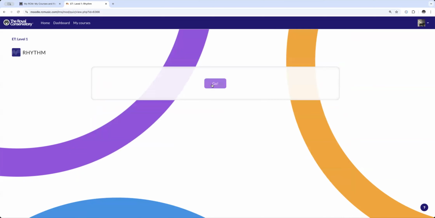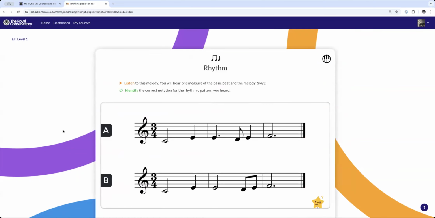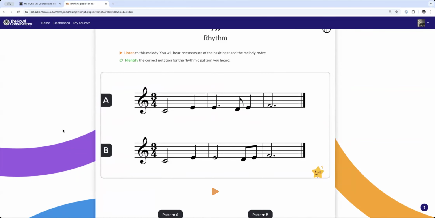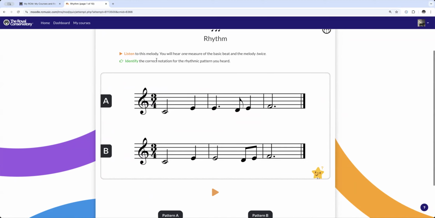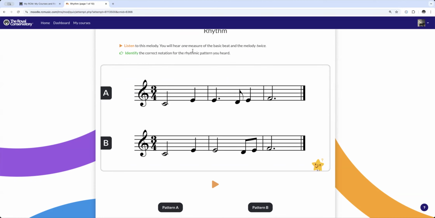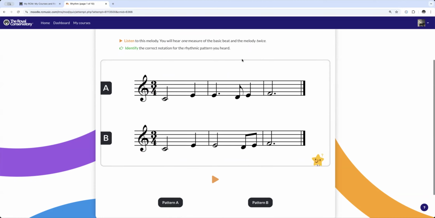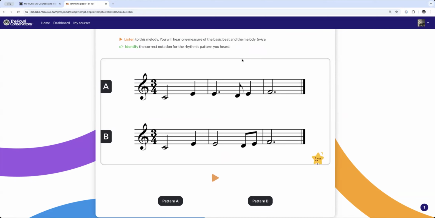Rhythm. So answer this question for me. Listen to this melody. You will hear one measure of the basic beat and then the melody twice. Then choose which one is the correct answer, A or B.